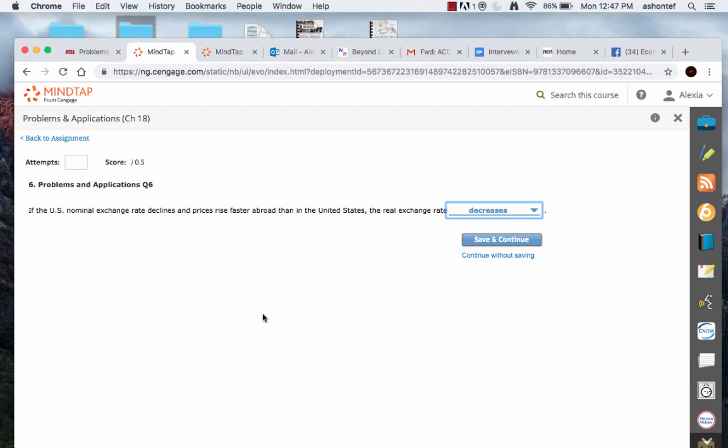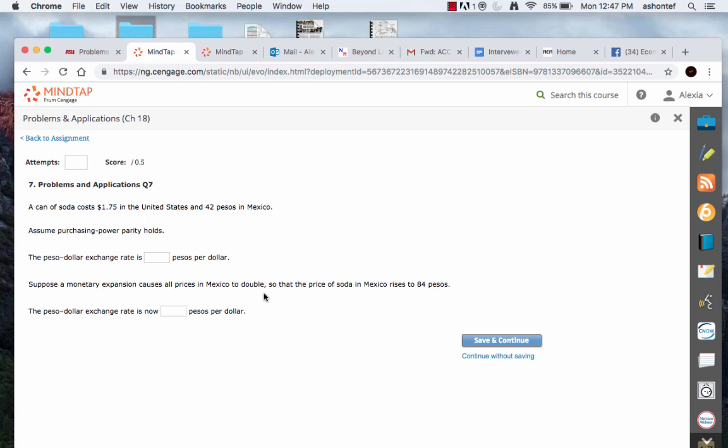And then your real exchange rate is the rate at which a person trades goods and services, so it's goods and services of one country for the goods and services of another. So there's a slight difference between nominal and real exchange. And we'll just keep going. And then I'm just going to give you these answers. So just plug them in.